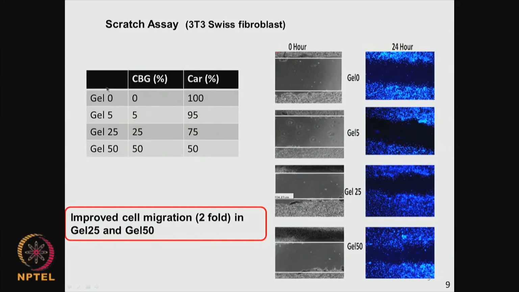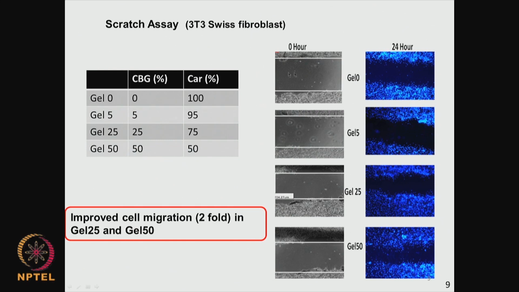Say, same material, we took 4 different surfaces. This has 100% carrageenan, this gel 5 has 5% beta glucan and 95% carrageenan, this gel 25 has 25% beta glucan and 75% carrageenan, and this gel has 50-50 beta glucan and carrageenan. So, what we do is we grow the cells for 24 hours, and then we artificially create a scratch. Scratch means we make a mark with a very fine needle, and then we start seeing whether the cells start migrating. Slowly the scratch should completely disappear.